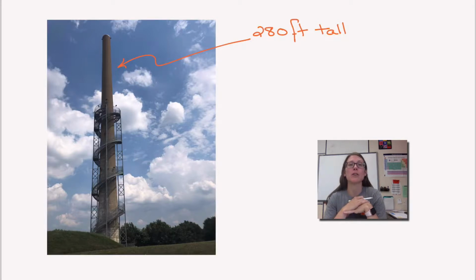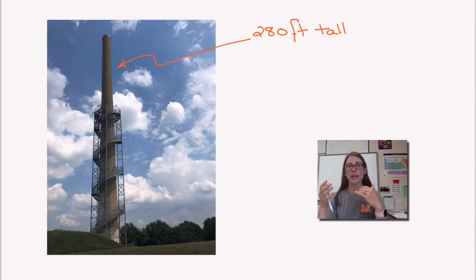It's 280 feet tall. But what if we don't want to talk about how tall it is in terms of feet? We can talk about it in terms of yards. 280 feet is about 93 yards. We could also talk about it in terms of how many meters tall it is, 85 meters. So we've got three different numbers, 280, 93, and 85. The numbers are different because they have different units. They still represent the same object and the same height.